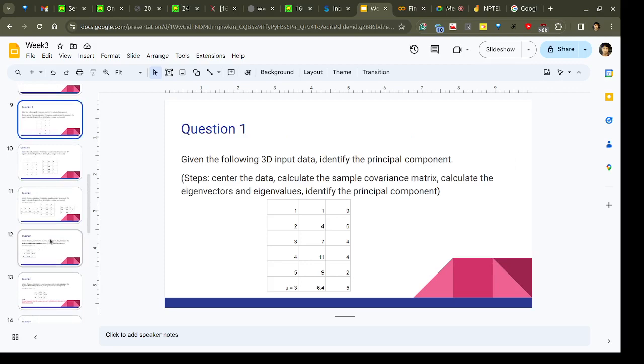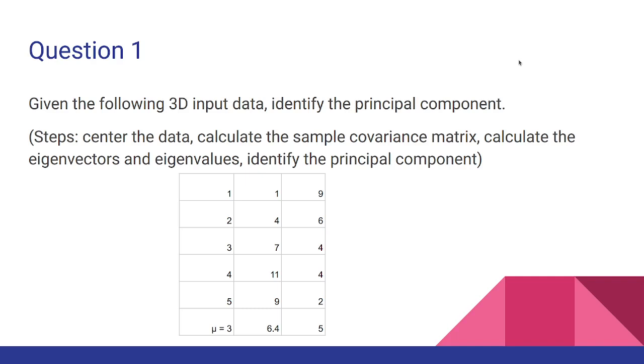So this is from the practice assignment. You are given 3D input data, 3D because there are 3 values, x1, x2, x3, and you have to identify the principal component. The steps are given. First, enter the data, then calculate the sample covariance matrix, calculate the eigenvalues and eigenvectors, and then identify the principal component. I'll go through all these steps one by one.